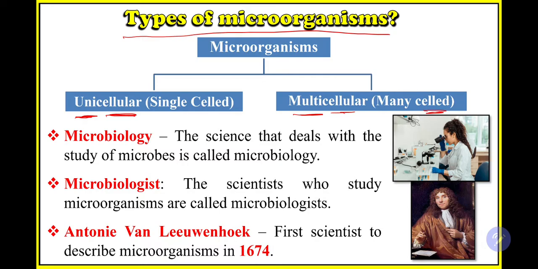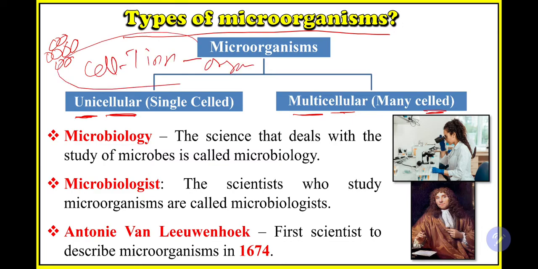Cell is the basic structural unit of life. That means when some cells get together, they form tissue. Then tissues form organs. So ultimately, cell constitutes every organ of our body, and ultimately the complete organism. There are some organisms which are unicellular and some are multicellular.